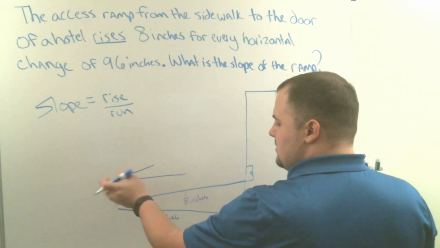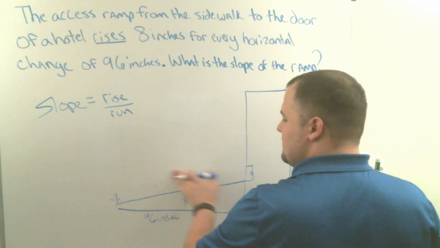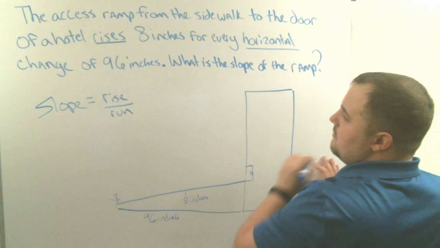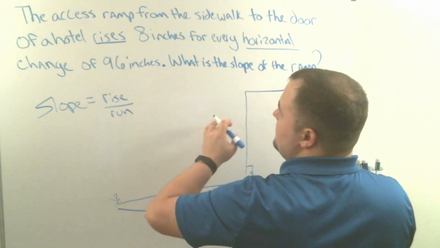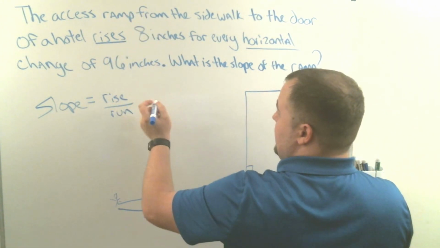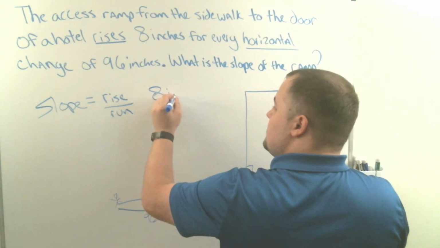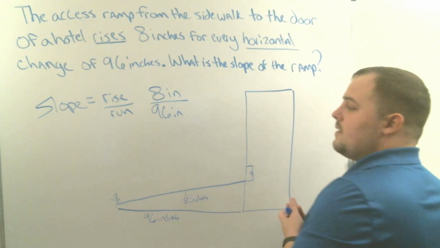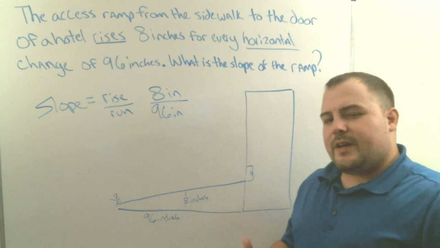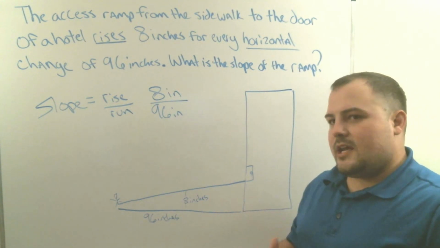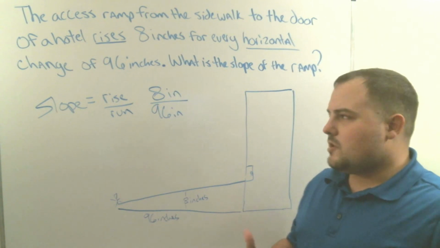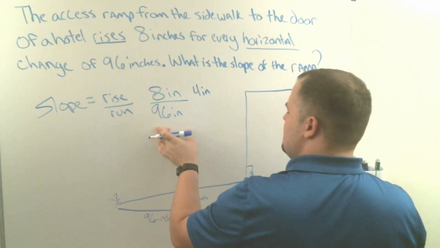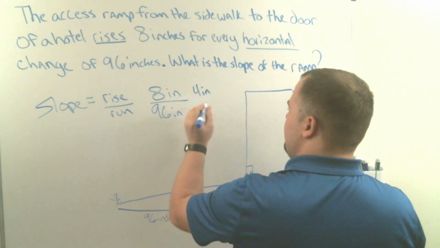So 8 inches doesn't seem like much going up, but it's 96 inches long. Our horizontal change is 96. A rise is vertical change. So it's 8 inches over 96 inches. And we could simplify this down and we could say 96 and 8, they can divide by 2. So 8 divided by 2 is 4. And 96 divided by 2 would be 48.